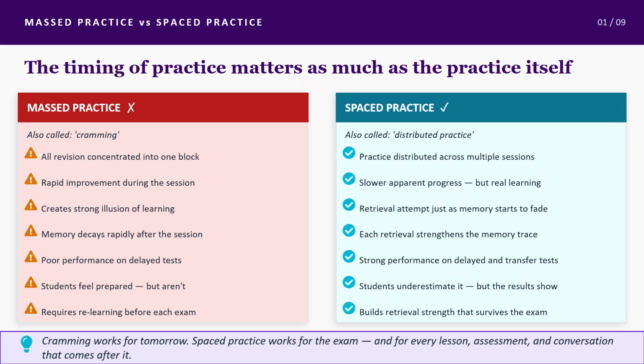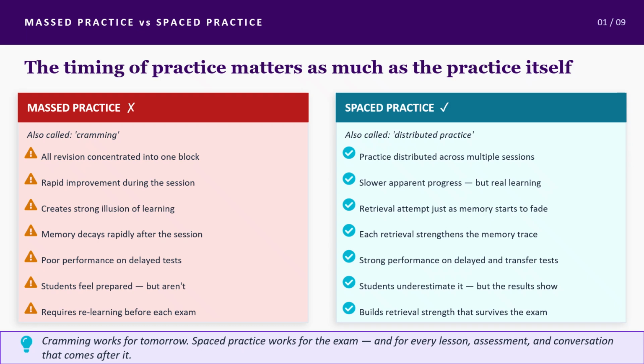Massed practice, what most people call cramming, means concentrating all your study in one block. Students do this the night before a test. Departments do it in revision lessons. It works in the short term: performance improves rapidly during the session, and students finish feeling like they know the material. The illusion of learning is powerful.